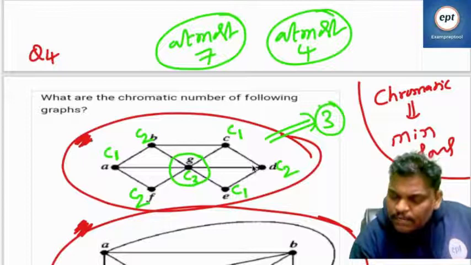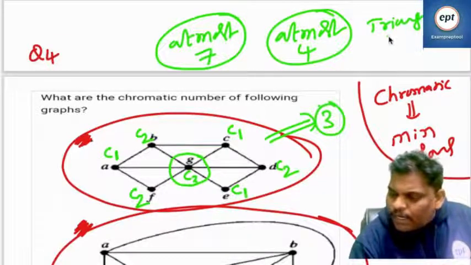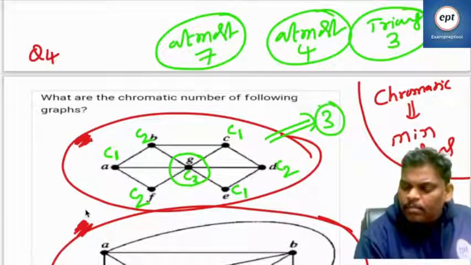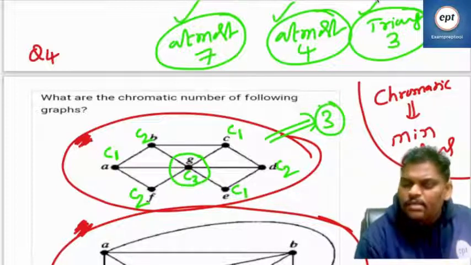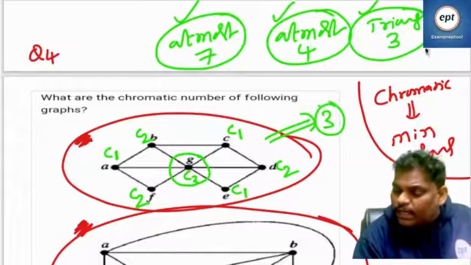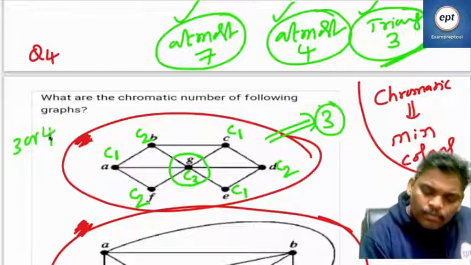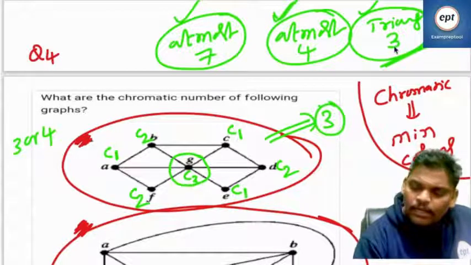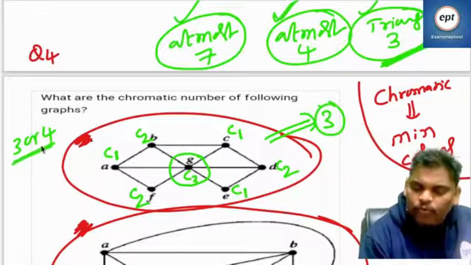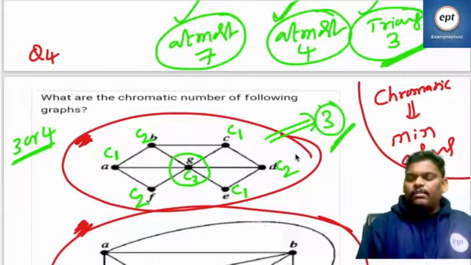There is a triangle. So every triangle is 3 colorable. By seeing all of them I can say answer is at most 4, at least 3. So answer is 3 or 4. I verified, 3 is enough.